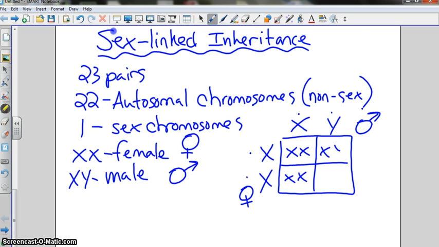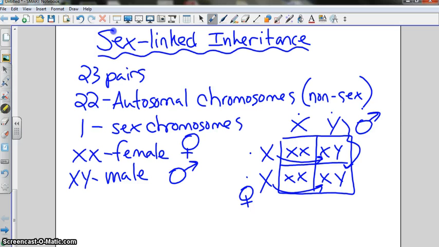you'll notice that you've got a 50-50 chance of being a guy or a girl. Literally. And also the guys got their Ys from dad, and they got their X's from mom. And this is going to be important when we look at sex-linked traits. Now, girls, they get one X from mom and one X from dad.